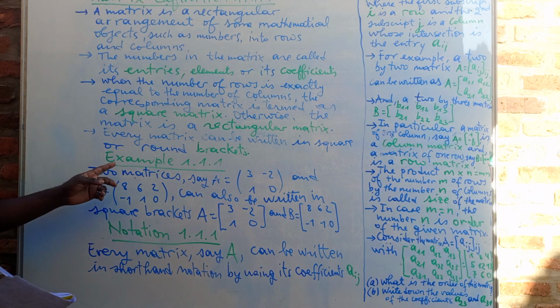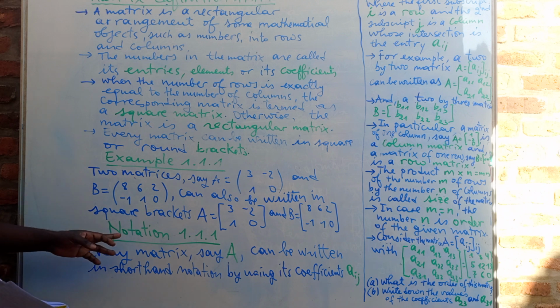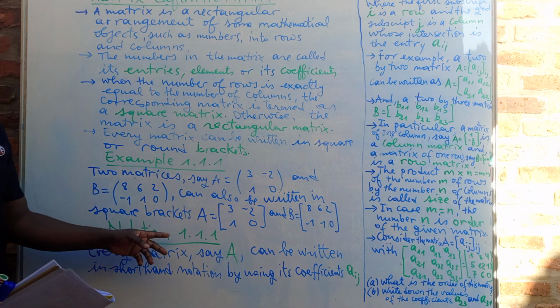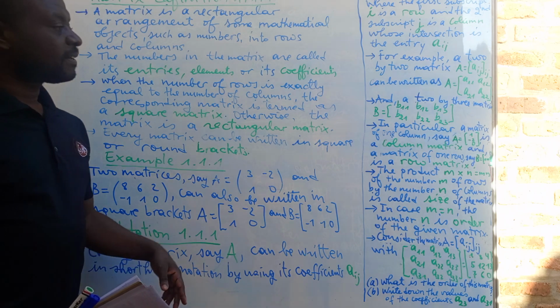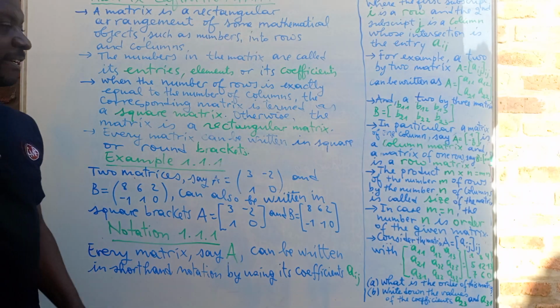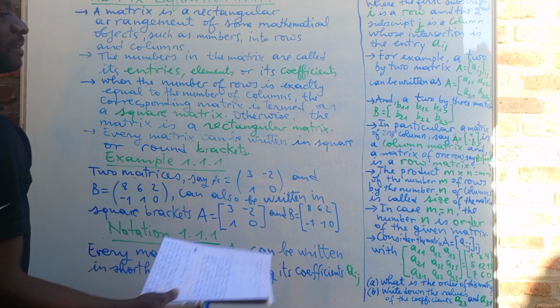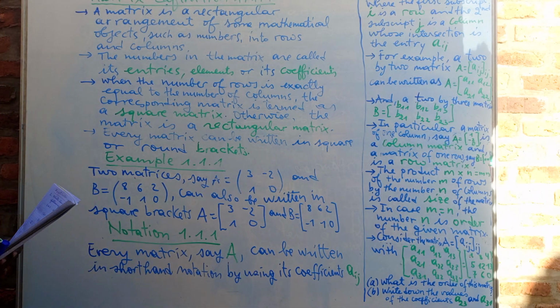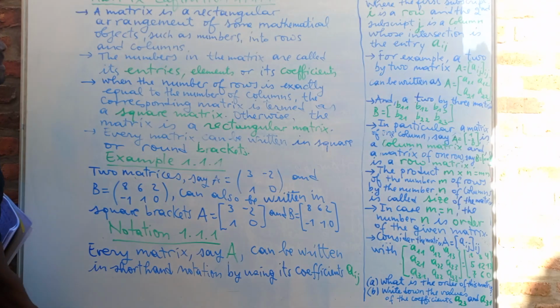We will see some examples of matrices, then matrix notation. Here we will also talk about the size and the order of a matrix, especially for square matrices. Okay, so let us start with the definition.